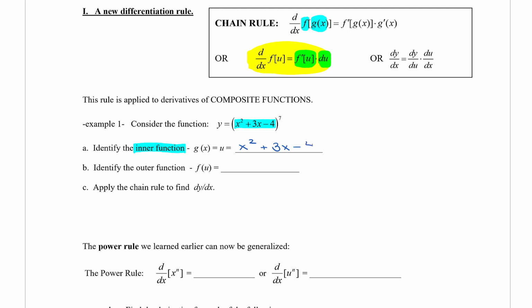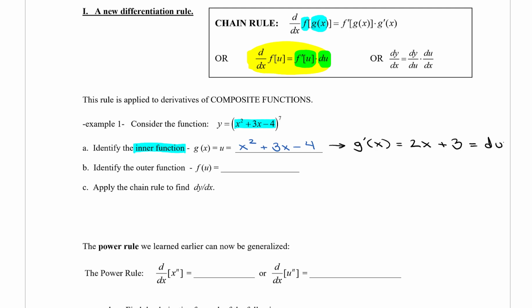Now that we have found our inner function, let's go ahead and find the derivative of our inner function. I'm going to draw an arrow pointing to the right from our inner function. I'm going to label this as g prime of x is equal to 2x plus 3. And this is going to be equal to du, and that represents the derivative of our inner function.